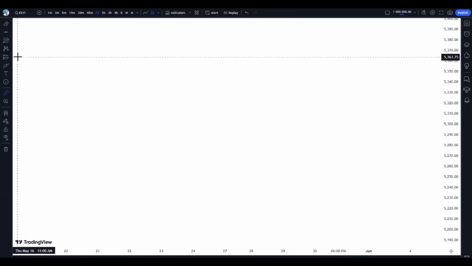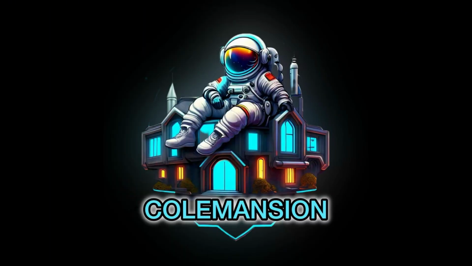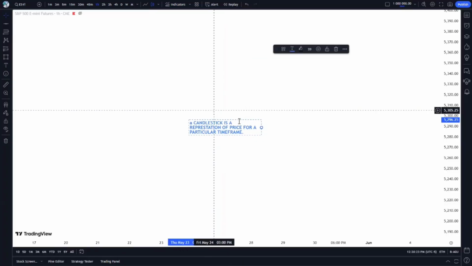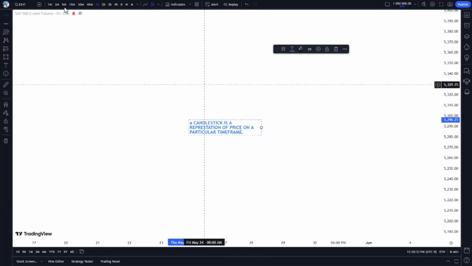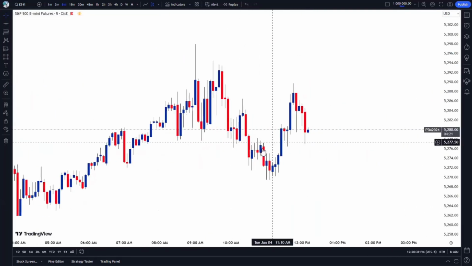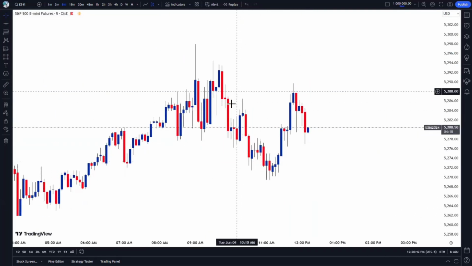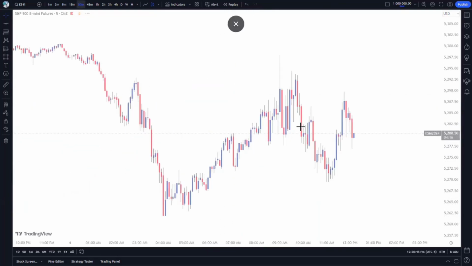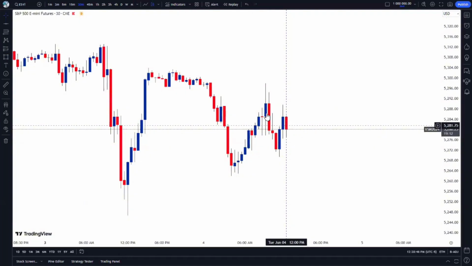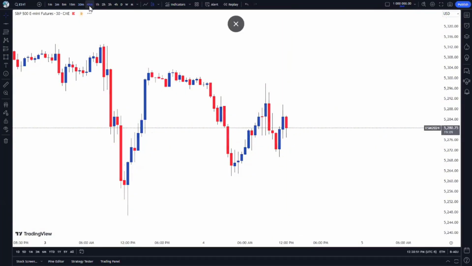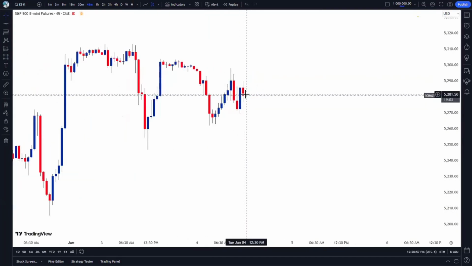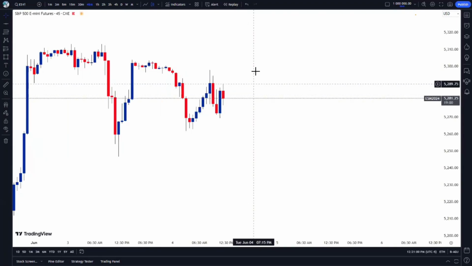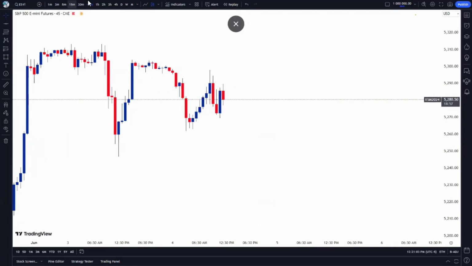So today we'll be going over candlesticks. A candlestick is a representation of price on a particular time frame. If we're on the 5-minute chart, one candlestick would represent 5 minutes worth of data. If we're on the 30-minute chart, one candlestick would represent 30 minutes worth of data, and so forth. So remember, that is super important. A candlestick is the representation of data on a specific time frame.